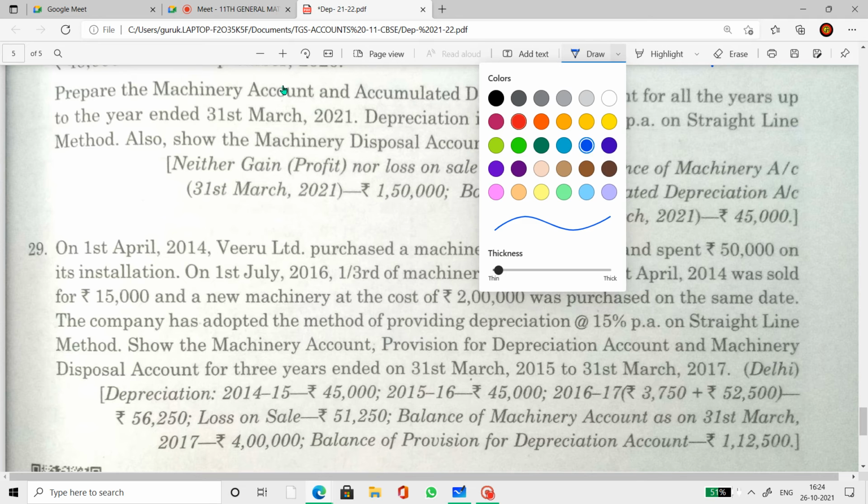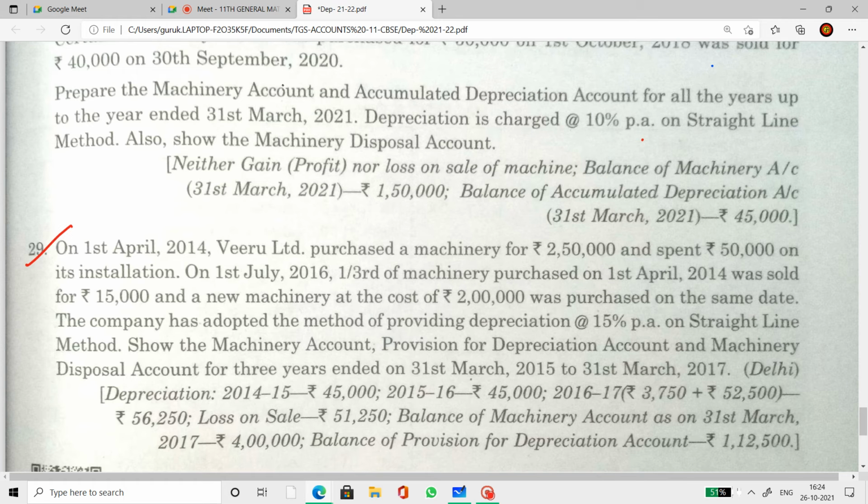Question number 29 here. On 1st April 2014, Viru Limited purchased a machinery for 2,50,000, and spent 50,000 on its installation. So the total cost of the machinery is 3 lakh rupees. So this is happening in the year 14-15.